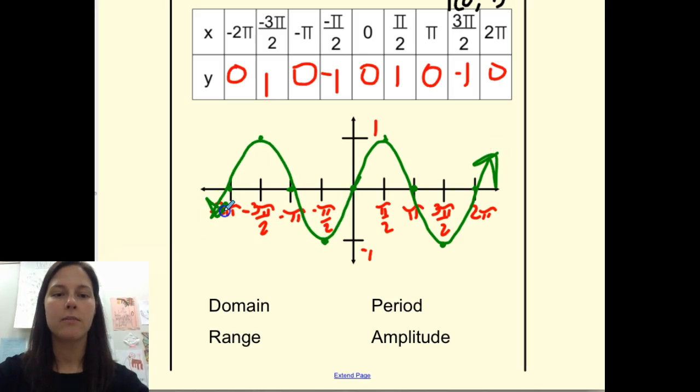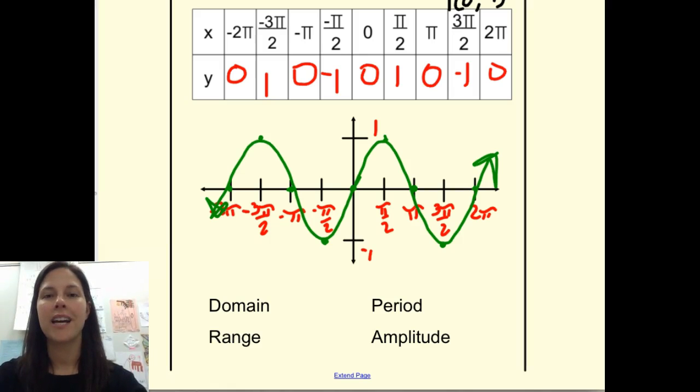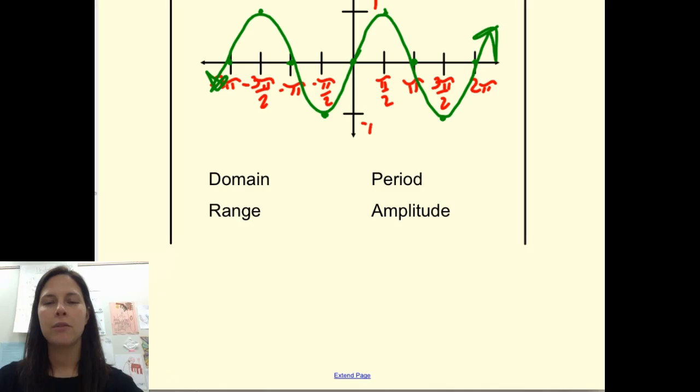Notice at those maximum and minimums, they are curves, not sharp points. So think more like a parabola versus the absolute value function when you're graphing your sine curve. Down at the bottom here, we've got some information to fill out about our sine function.